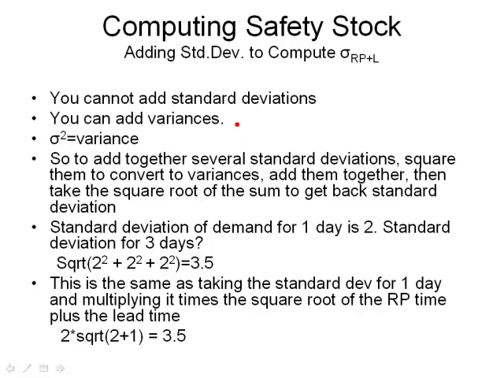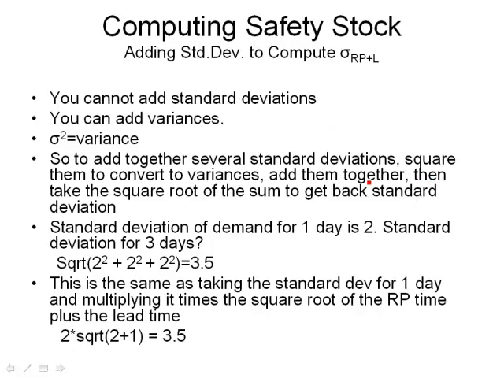So, to add together several standard deviations, what we need to do is convert each one of those standard deviations into a variance and then add them together, because remember, we can add variances. Once we've added them together, we take the square root to get back to a standard deviation.